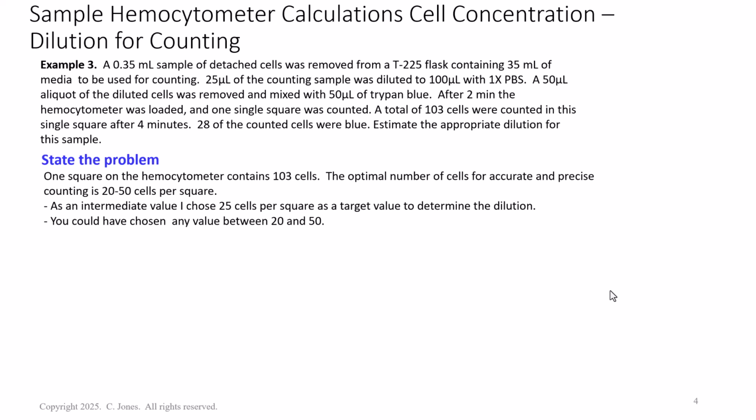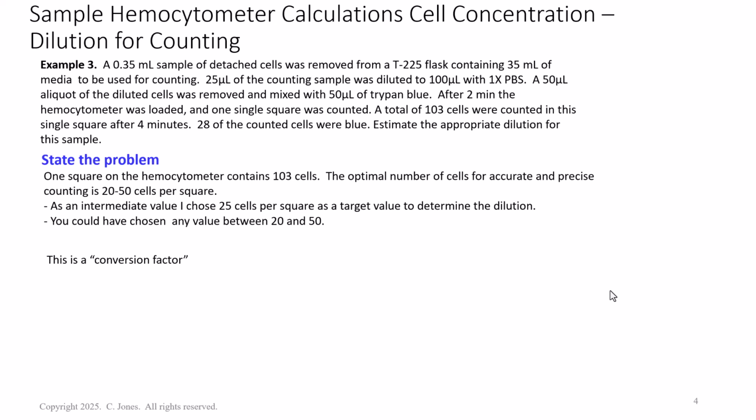I could have chosen any value between 20 and 50. Could have chosen 20, I could have chosen 30, I could have chosen 35, I could have chosen 40, I could have chosen 49, but I chose 25. And generally, when I have to do this kind of calculation, I usually target either 20 or 25 cells per square, because if there are so many cells in that square, if the suspension is so concentrated, I've probably missed counting some of the cells. And so I want to go on the low end to put in the hemocytometer.